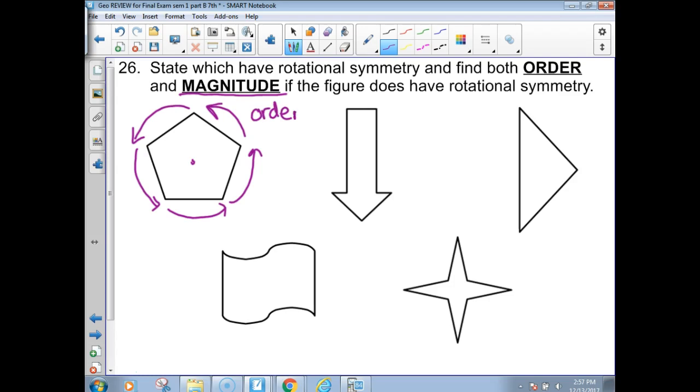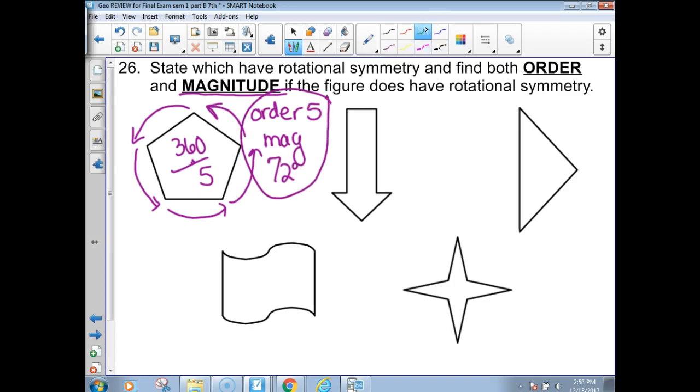The order is the number of times it would take to rotate one chunk at a time, or to get all the way around, back up, straight up, 360. Or another way to say it, how many shapes or how many corners are the same? This is 1, 2, 3, 4, 5. There are 5. This is order 5. And then to find the magnitude, you take 360 divided by the order 5, and you get 72 degrees. Okay, it's order 5, magnitude 72 degrees.